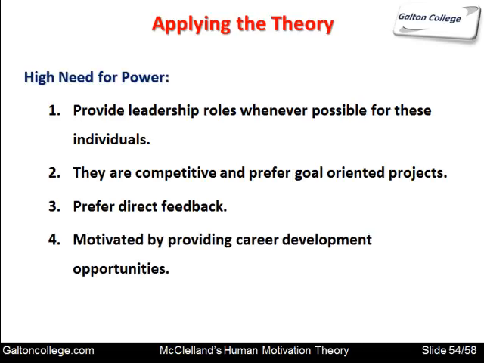They like career development opportunities. They like to become head of department or become a manager responsible for some part of the organization. They like the status and the power. They're caught up in all of that. That's what drives them.